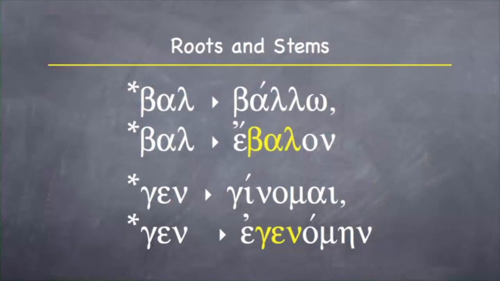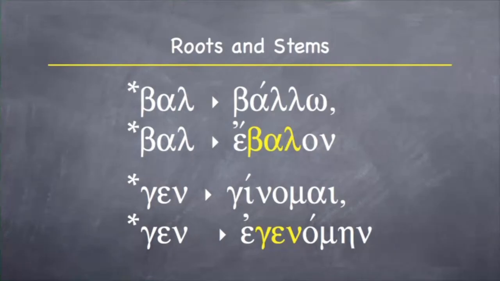We have the root bal with a single lambda. It doubles the lambda in the formation of the present tense stem. But then when you get to the aorist, the bal goes unmodified and you get ebalon. But is bal and ball in the present the same or different? Well, they're going to be different because it's going to have a single lambda in the aorist, a double lambda in the present.